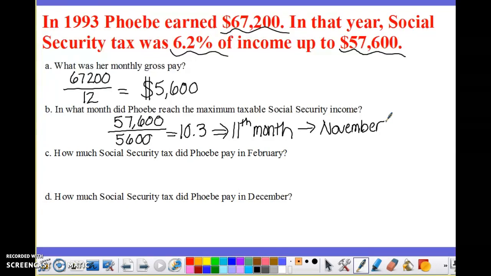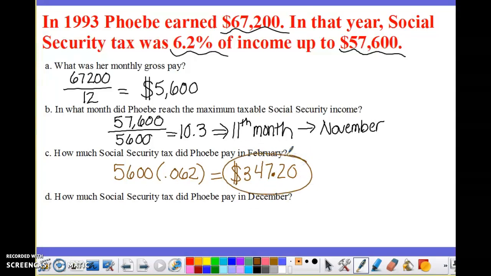Here are a couple of questions. How much Social Security tax did Phoebe pay in February? In February, she's still paying the full amount. She takes her monthly income times 0.062, since she hasn't hit her max yet. So 5,600 times 0.062 is $347.20. That's how much Social Security tax she will pay in February.